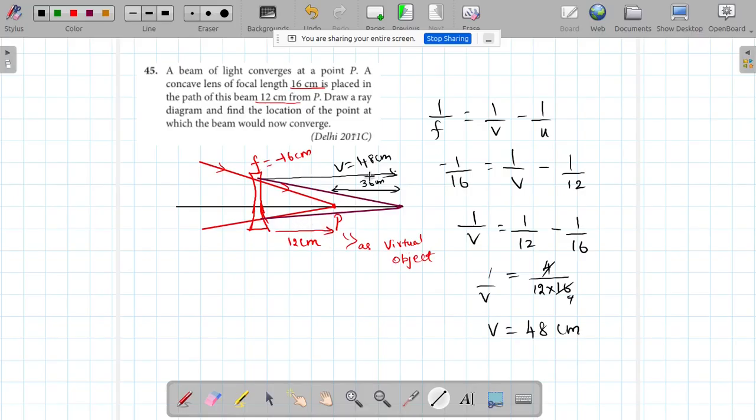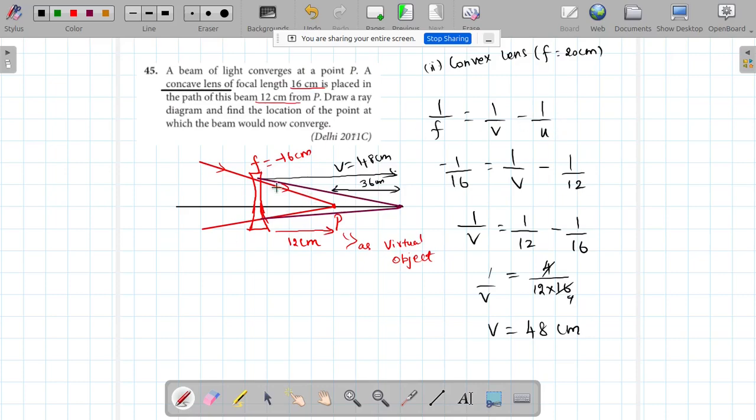So this distance from the lens is 48 centimeter. Okay, in the textbook, they have given two situations. One is the concave lens. Another situation is the convex lens. Instead of the concave lens, they used a convex lens with a focal length of the same value, sorry, 20 centimeter.